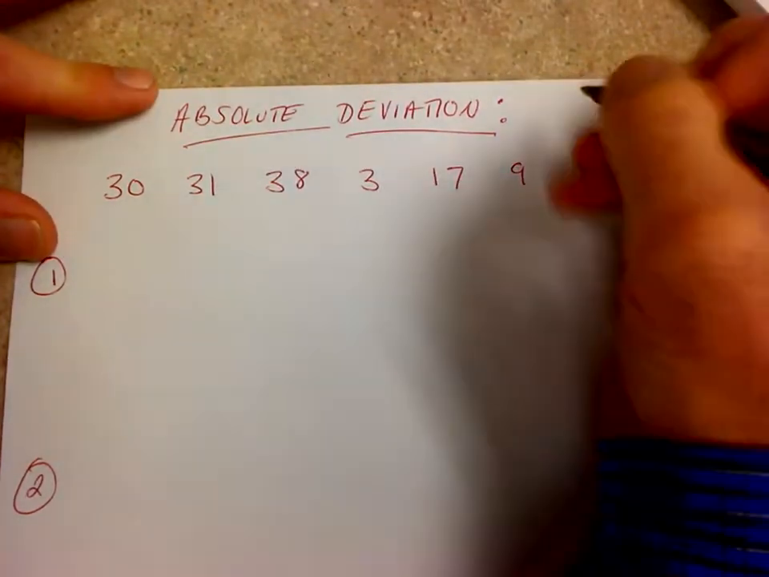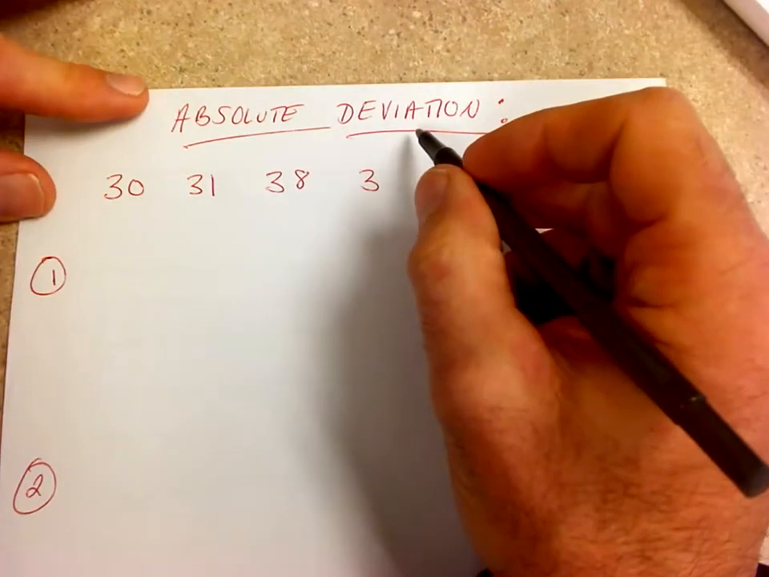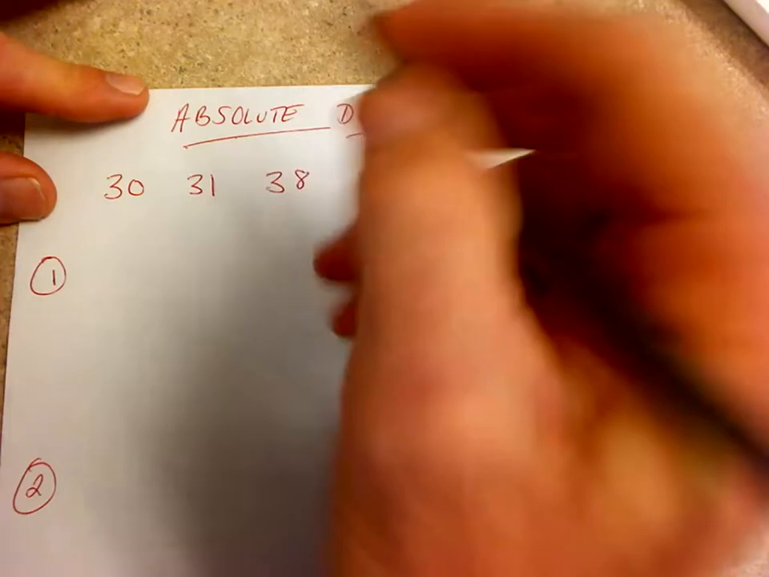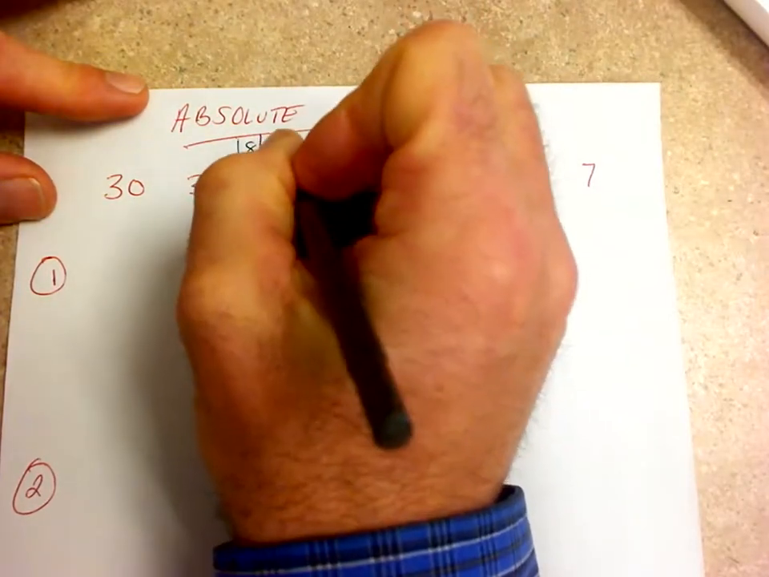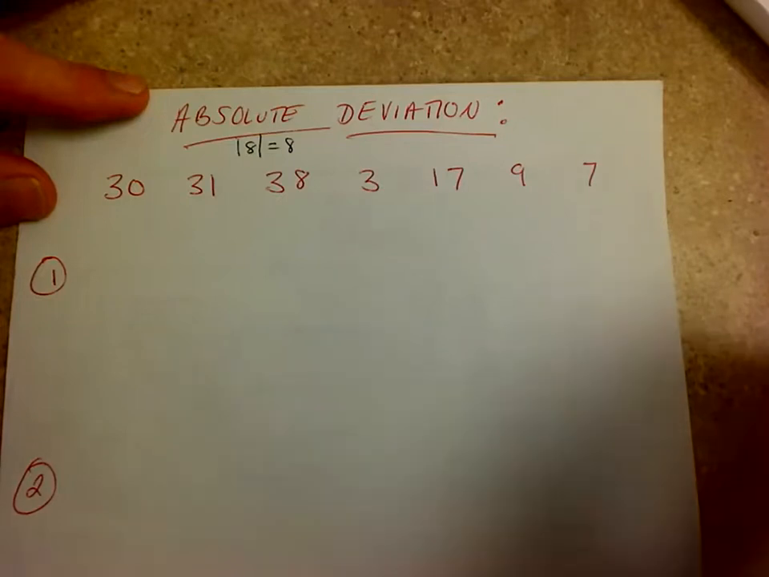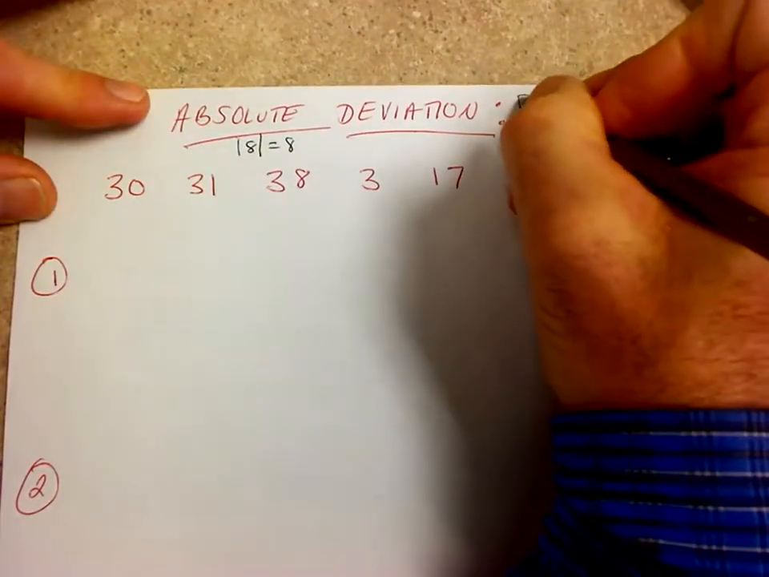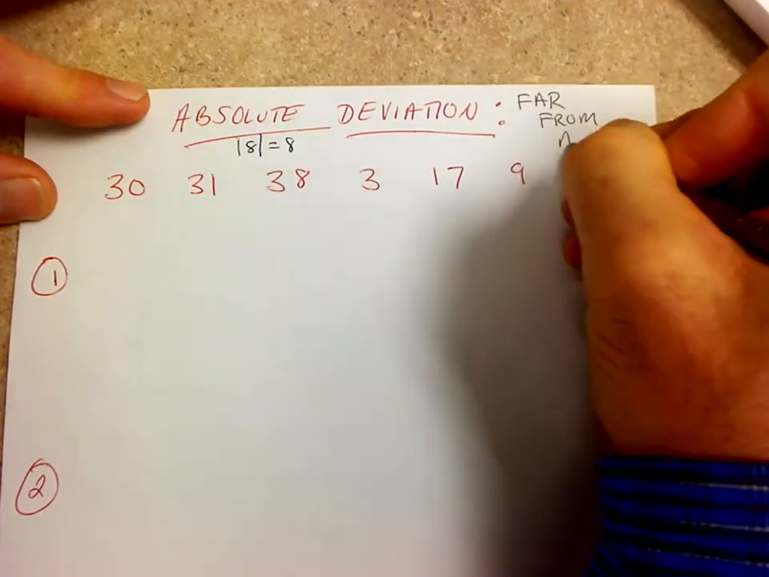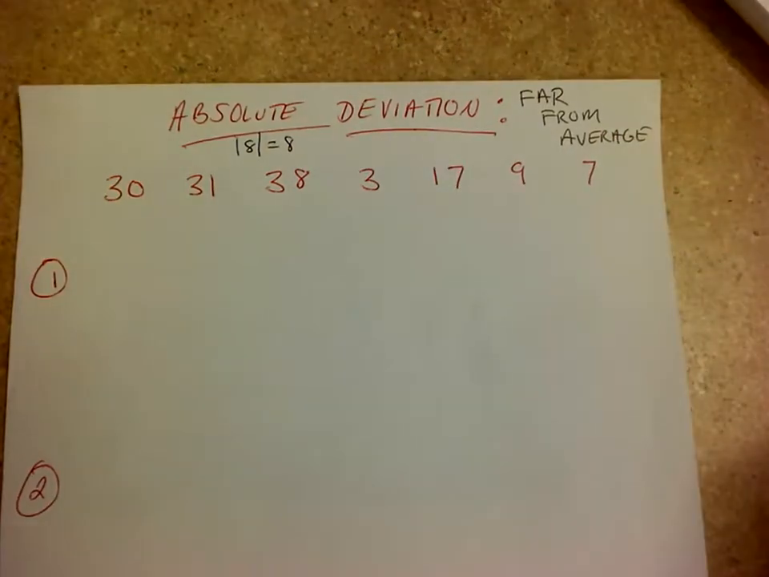Okay, so today we started talking about absolute deviation, and this is pretty much a new phrase for everybody. We've seen the word absolute before with our absolute value bars, which we know means always make it positive. All right, the deviation, and we came up with the definition in class today. How far from average? Okay, how far from average?